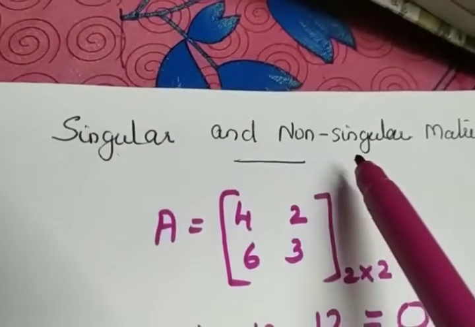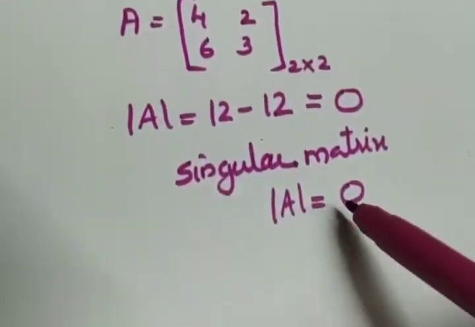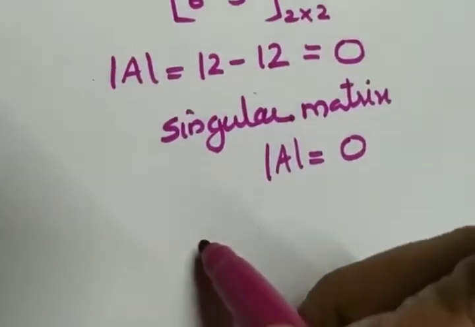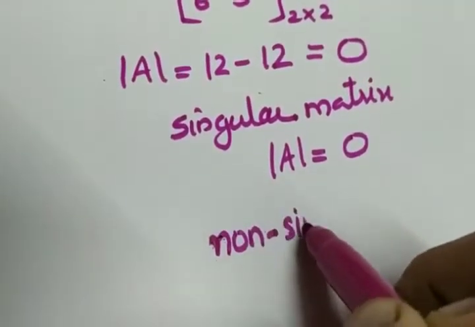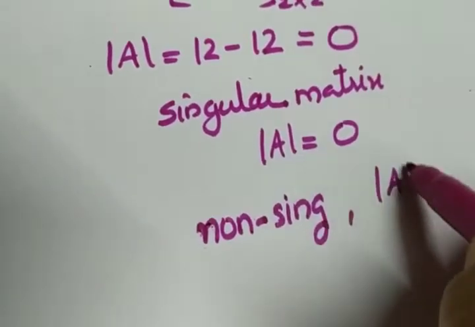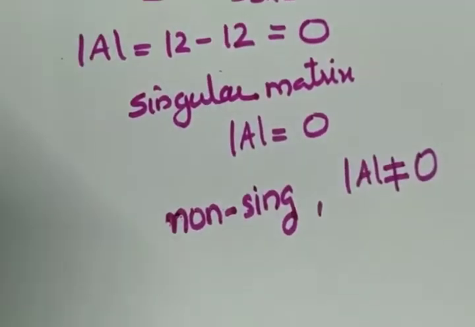Then what will be the next term? Non-singular matrix. If det equal to 0 is a singular matrix, a non-singular matrix will be the square matrix with determinant A not equal to 0. Okay.